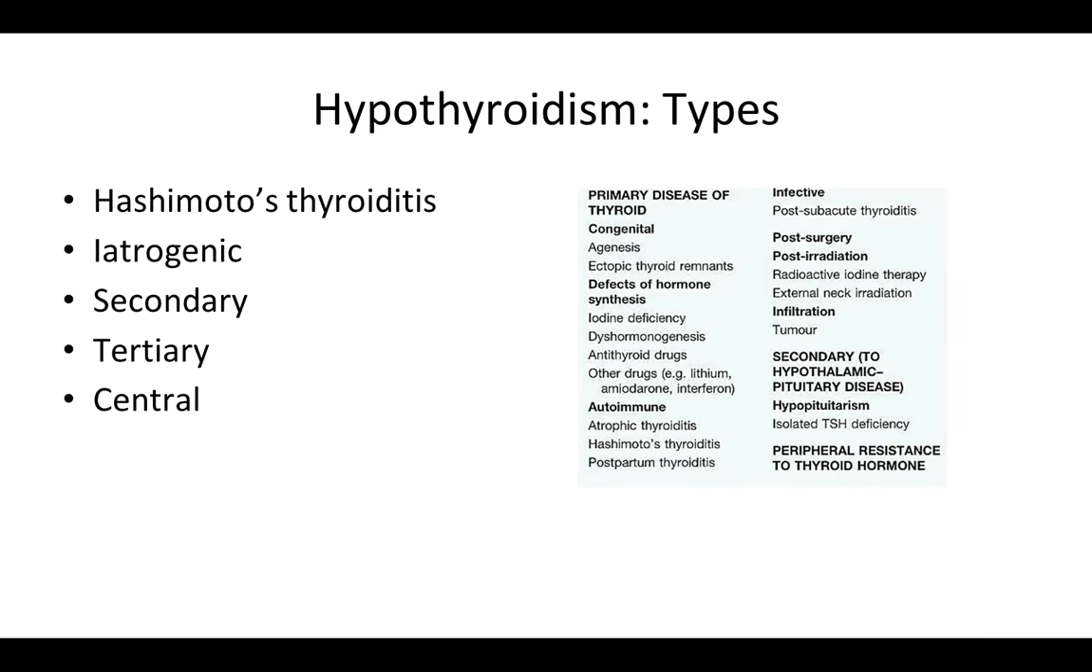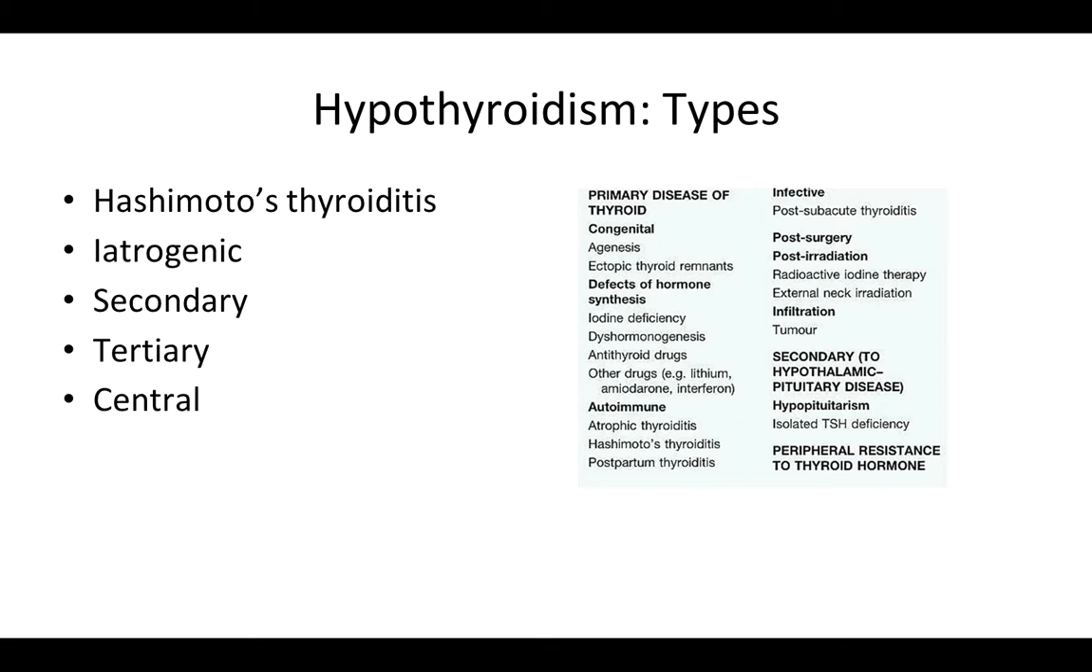So there are several different types, as we talked about before. There's actually many, many types, but the ones that you're going to see the most in practice are Hashimoto's thyroiditis, which is a form of primary hypothyroidism, so it's a failure of the actual thyroid. It is the most common form of autoimmune thyroid disease, and it typically occurs in women between the ages of 30 and 60. Iatrogenic hypothyroidism we talked about a little bit, but it's usually secondary to drugs, radioactive iodine, or surgery.